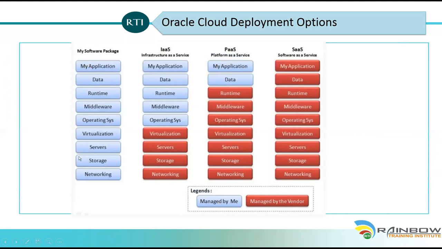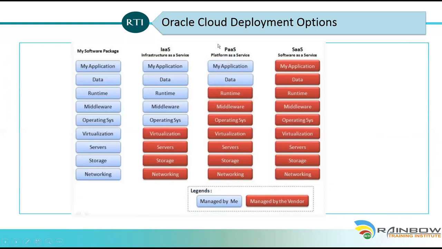Now, if we want to move our application to a SaaS model, how does it work? In this case, Oracle maintains networking, storage, servers, virtualization, operating system, middleware, runtime, database, and application, right? Everything is maintained by Oracle, so any issues or upgrades to any of these things will be taken care of by Oracle itself. And we won't own anything. We just use whatever out-of-the-box features the product offers.